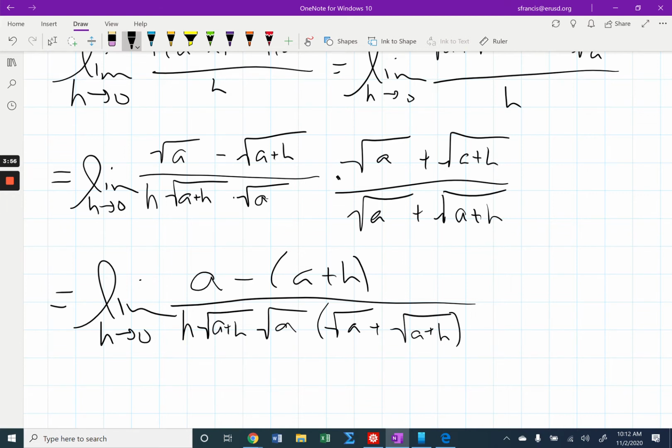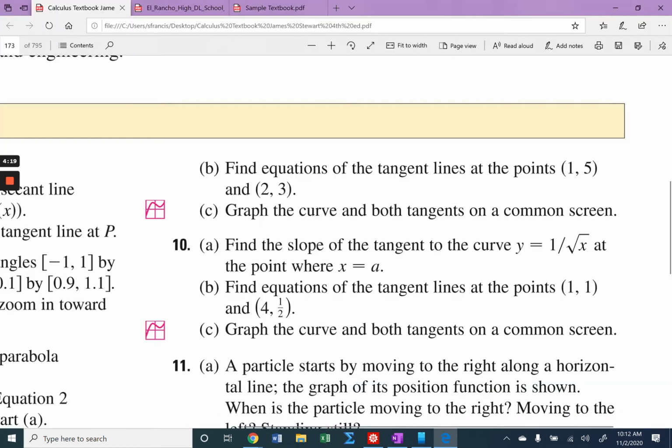So once you cancel the a's from the numerator, a minus a, you'll be left with a negative h. You'll cancel the negative h with this h here, leaving just a negative 1 in the numerator. And then from there, just let the two h's that are left in the denominator become 0, as the limit says, and then you'll have your expression for the slope at a.